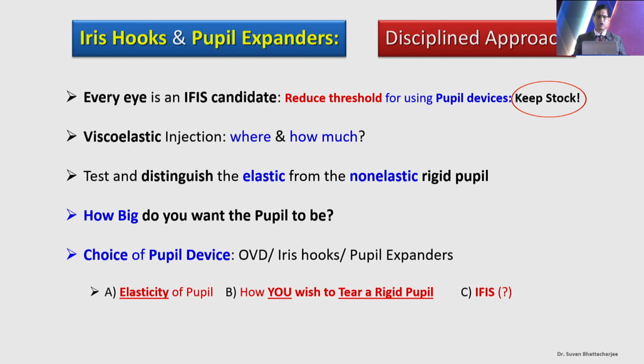The choice of pupil device will very much depend upon whether you use OVD alone, iris hooks or pupil expanders, the elasticity of the pupil, and how you wish to tear the rigid pupil. In IFIS, actually, no device will work. I'll tell you about that.